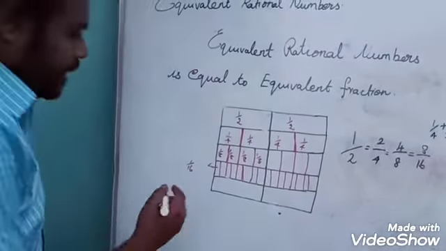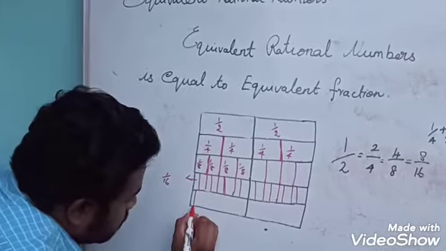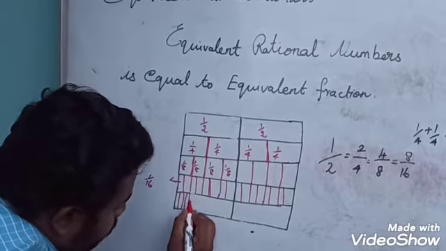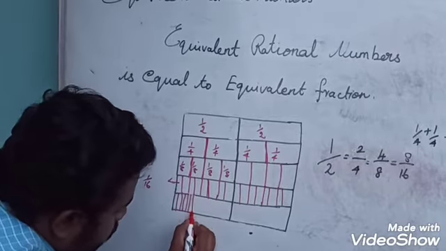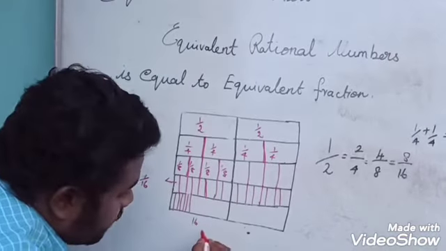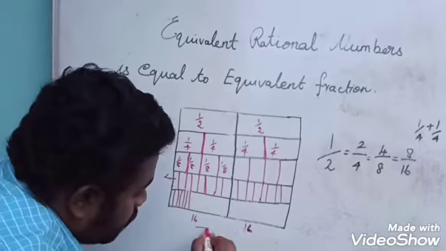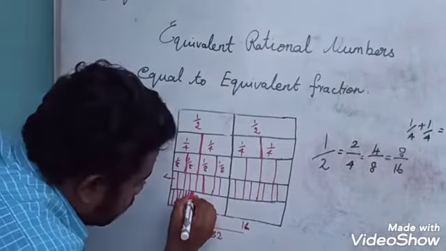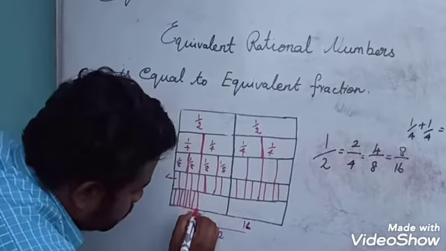Again, in the same way I split each section into two. So we get 16 here and 16 there, totally 32 parts.